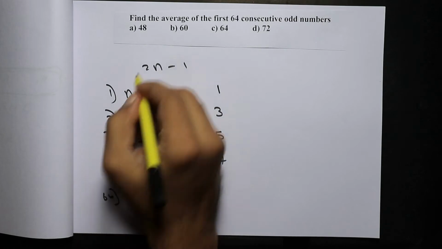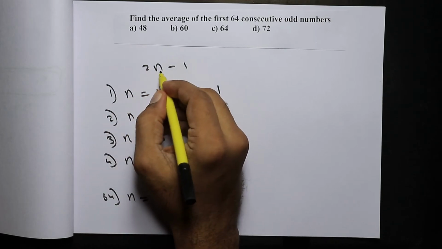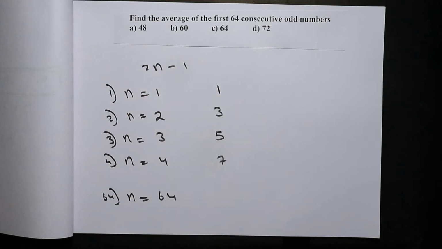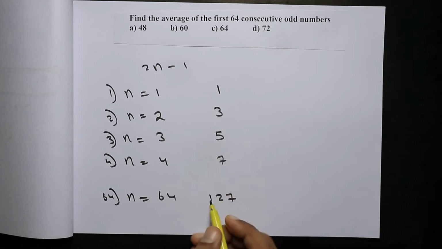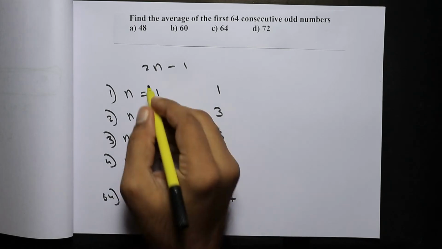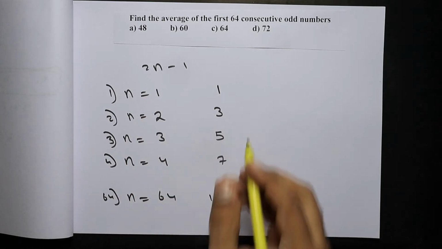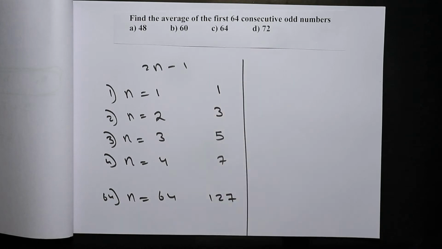And that is obtained as 2 into 64, 128. 128 minus 1, you will get it as 127. So these are the odd numbers 1, 3, 5, 7 up to 127. Altogether 64 odd numbers are there. Now we need to find their average.